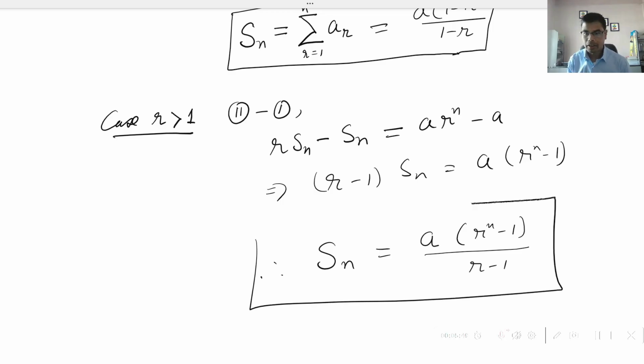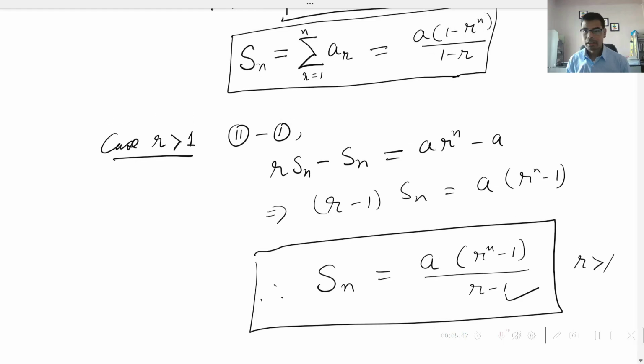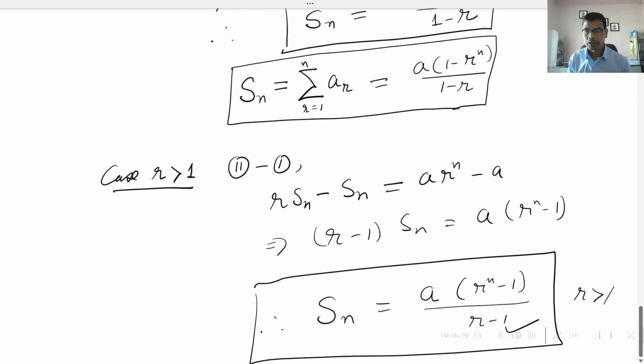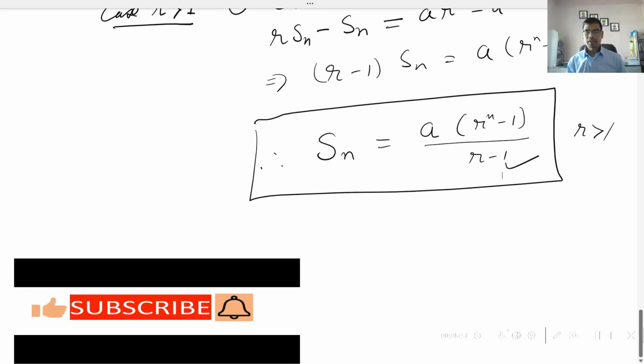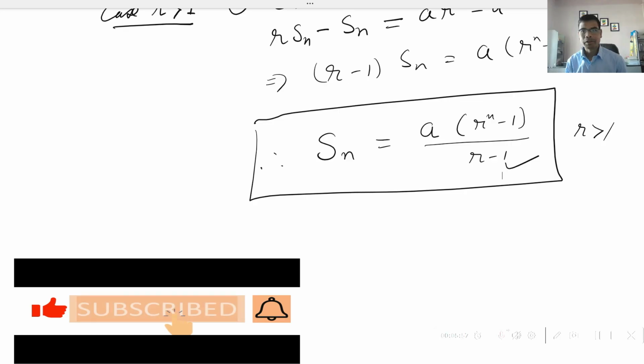So just the reverse. If r is greater than 1, here we have r minus 1. If r is less than 1, just the reverse, 1 minus r. So this is the formula which helps us to find the sum of the first n terms of a GP.